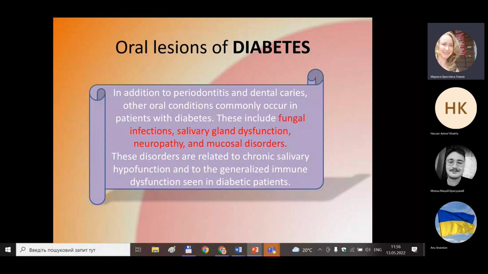Oral lesions of diabetes are such. In addition to periodontitis and dental caries, other oral conditions commonly occur in patients with diabetes. These include fungal infections, salivary gland dysfunction, neuropathy, and mucosal disorders. These disorders are related to chronic salivary hypofunction and to the generalized immune dysfunction seen in diabetic patients.